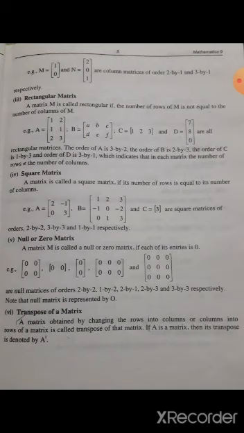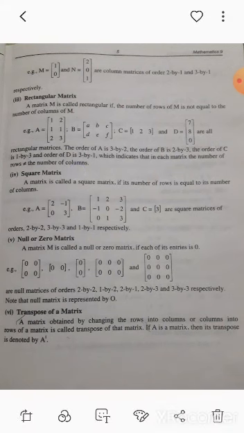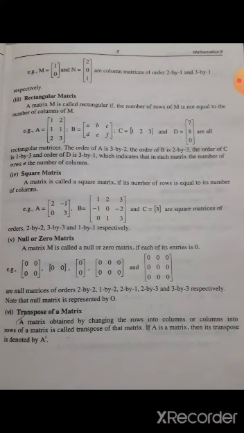Then square matrix, a matrix in which the number of rows and columns are equal, it is called a square matrix. For example, A is [2 -1; 0 3]. We can see that it has 2 rows and 2 columns, so its order is 2 by 2, so it is a square matrix. Then the null or the zero matrix, a matrix in which all the entries are 0 is called a null or zero matrix. For example, [0 0 0], or you can give any name to it. A is equal to [0 0 0]. All the entries are 0, so it is called null or zero matrix.